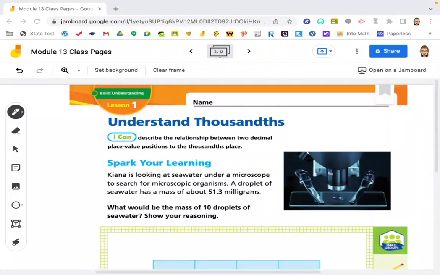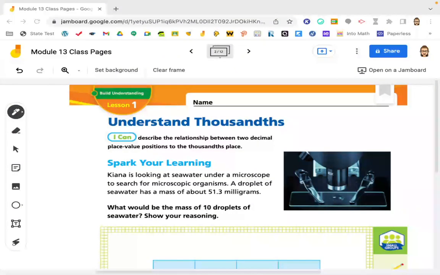Hello, my mathematicians. Today we are looking at Module 13, Lesson 1, which is all about understanding thousands. Hopefully, by the end of this lesson, you'll be able to describe the relationship between two decimal place value positions to the thousands place.